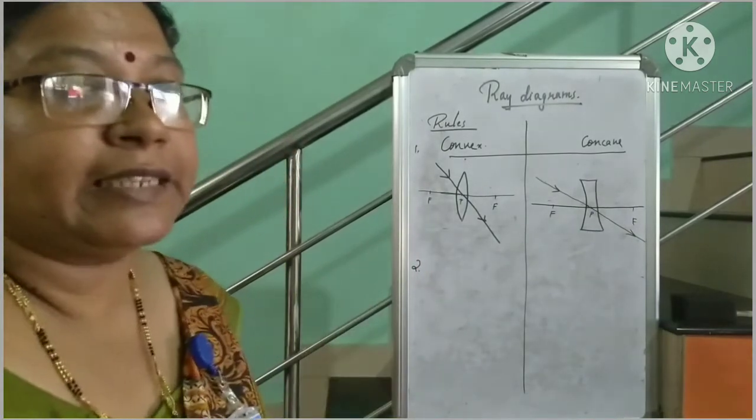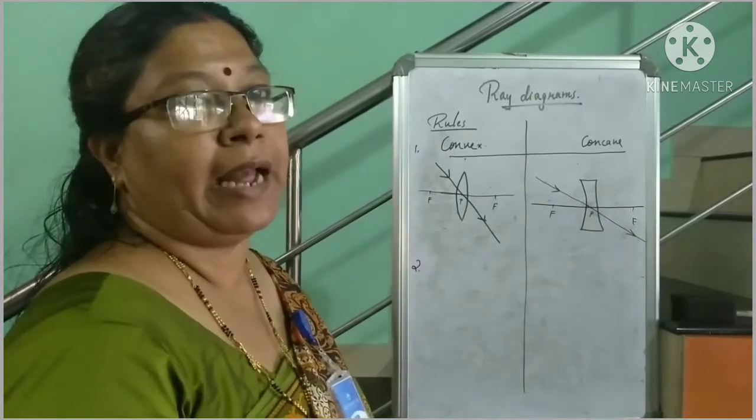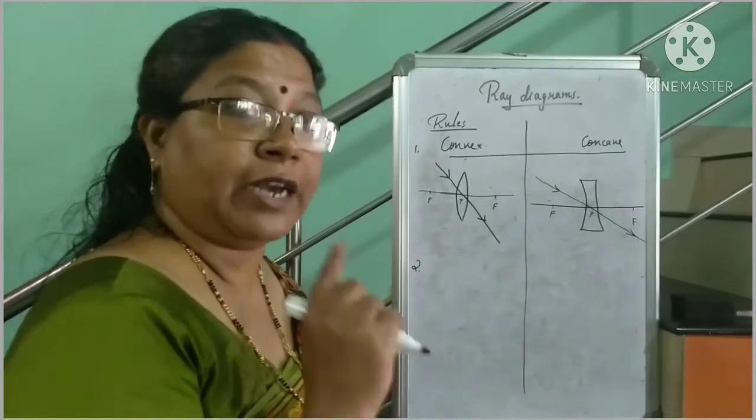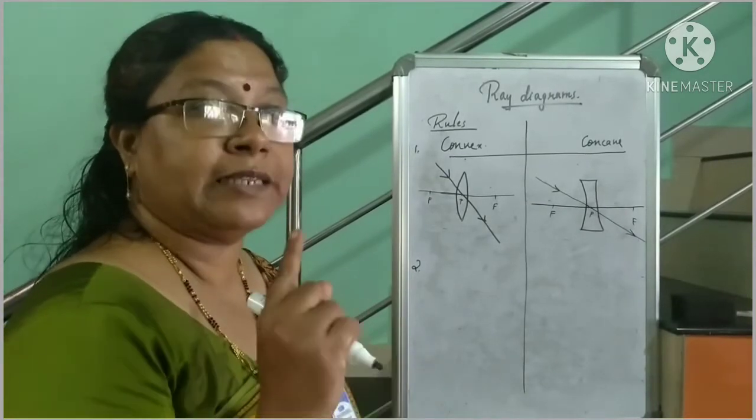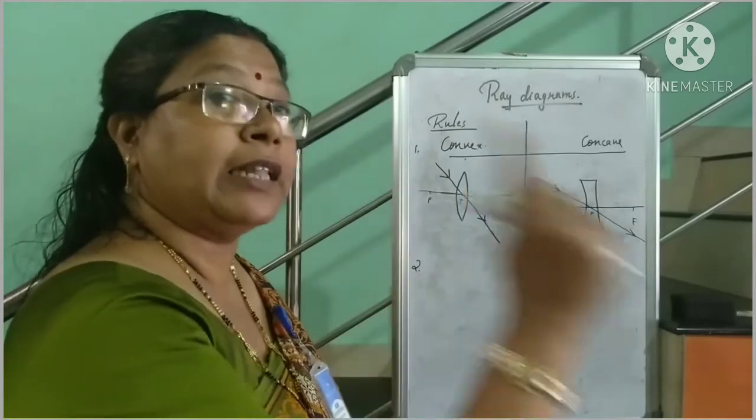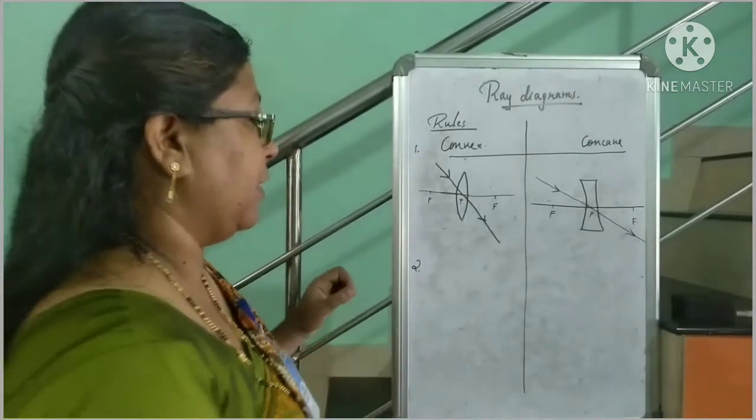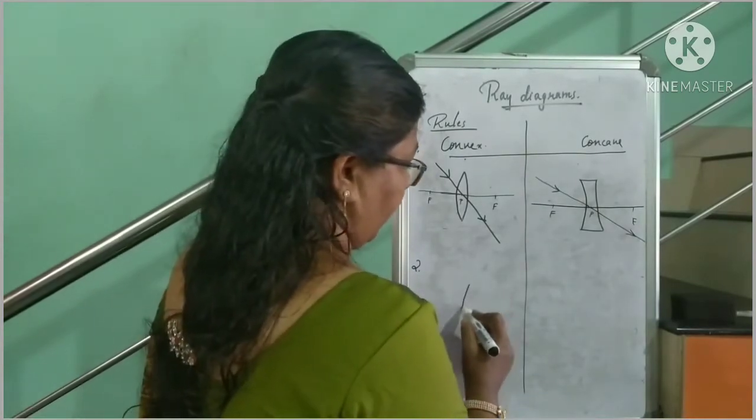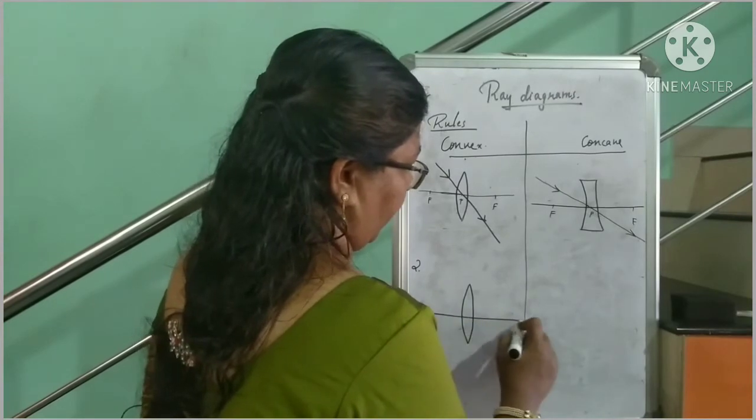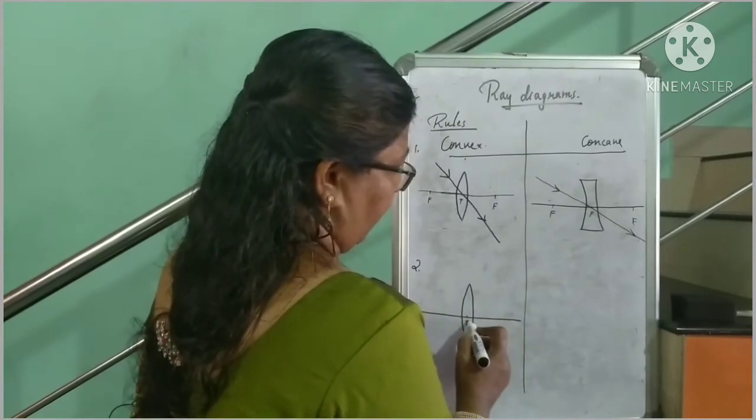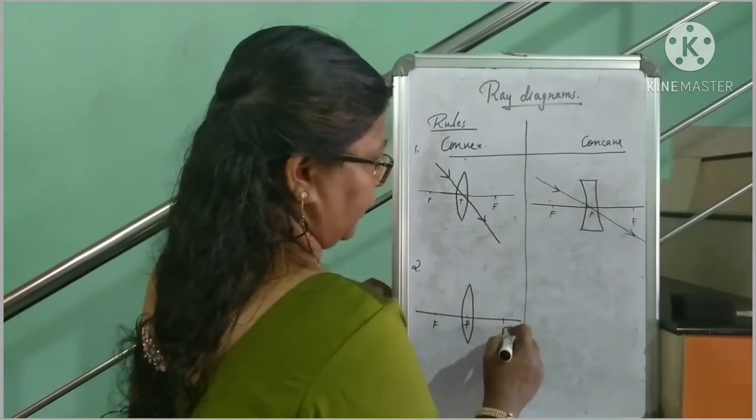Rule number 2 says a ray of light falling parallel to the principal axis after refraction through a convex lens, it passes through the principal focus on the other side of the lens. In the case of a convex lens, we will draw the figure. A convex lens is drawn here. This is the pole of the lens. This is the focus. This is the other focus.